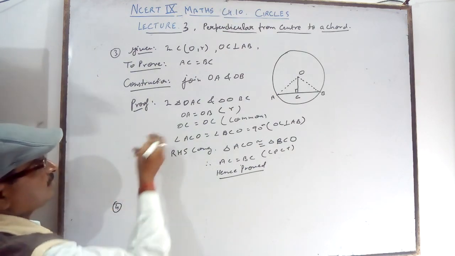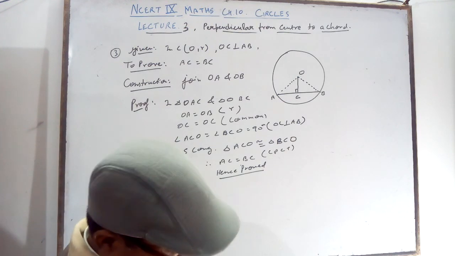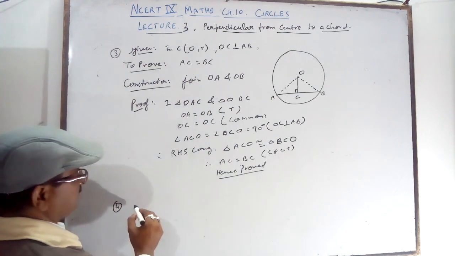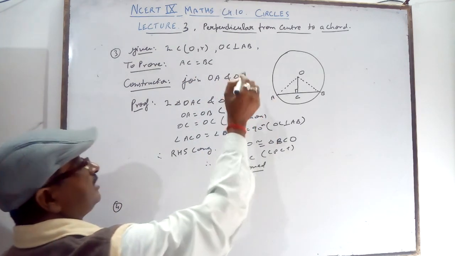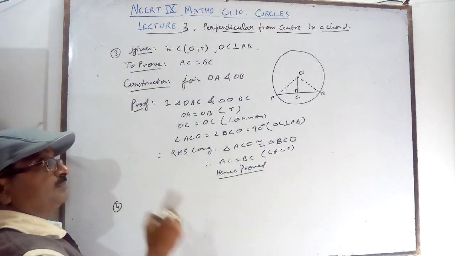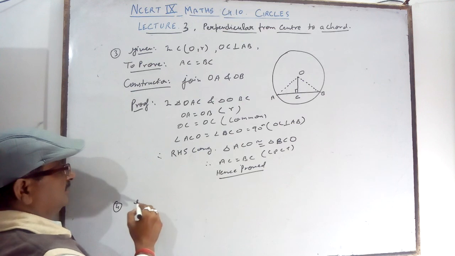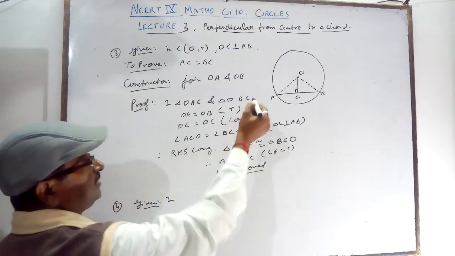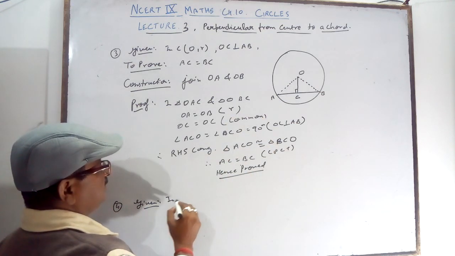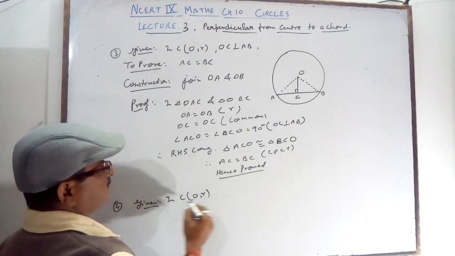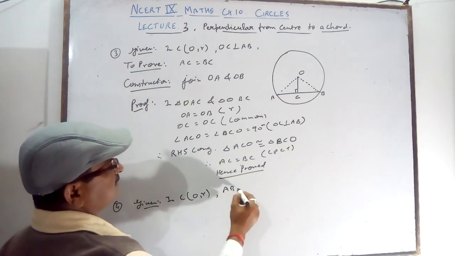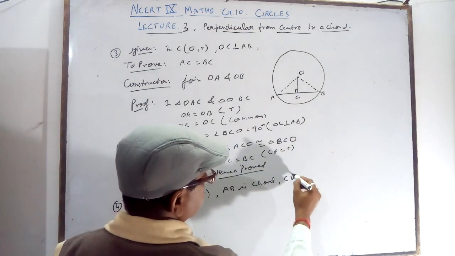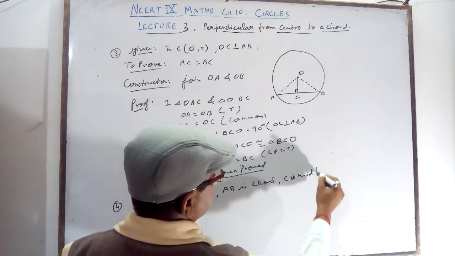Theorem number 4, the converse of it. The line joining the midpoint of a chord to the center is always perpendicular to the chord. In the circle with center O and radius R, AB is a chord. Everything is the same. C is the midpoint of the chord.